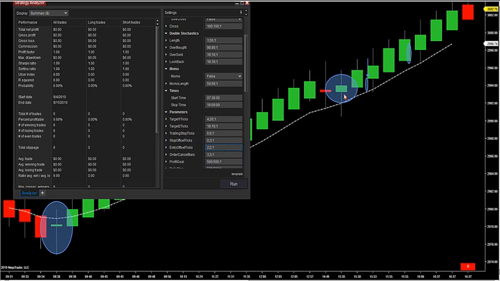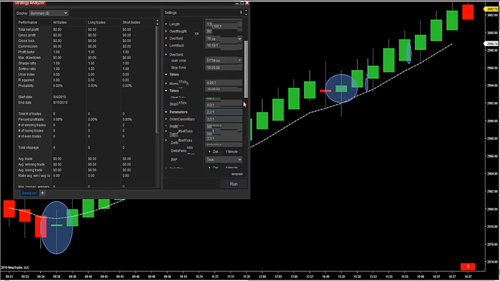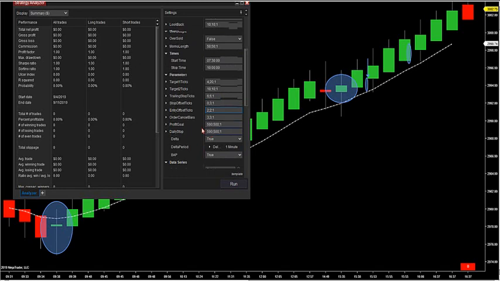Order cancel bars. That means, do I have a qualified trade? I've got to have a qualified trade, or it's not going to show me any entries for X amount of bars. I would not put that more than 5 bars because the market can change within 5 bars. Then we have a profit goal and daily stop. The algo automatically shuts off if the profit goal is reached, whatever it is, or the daily stop.